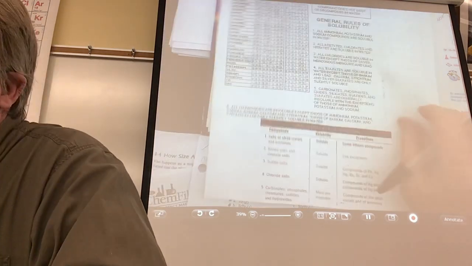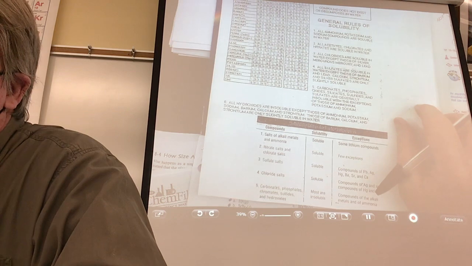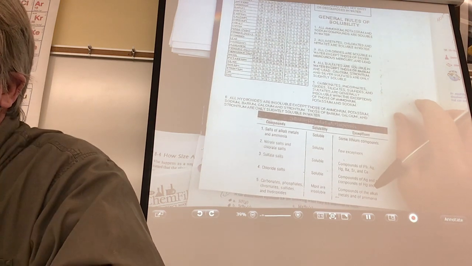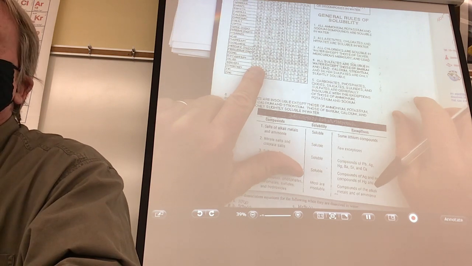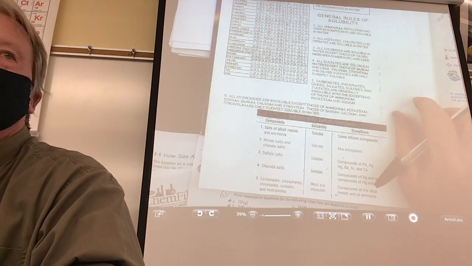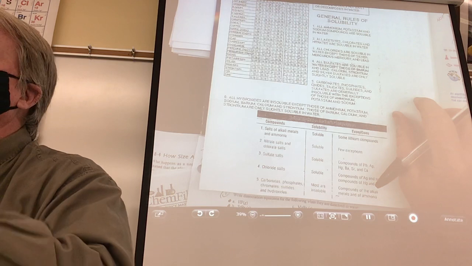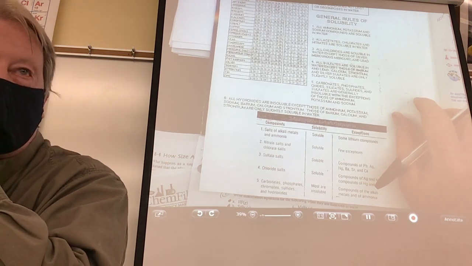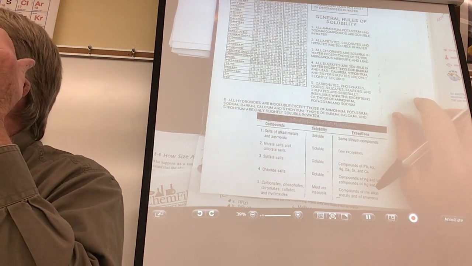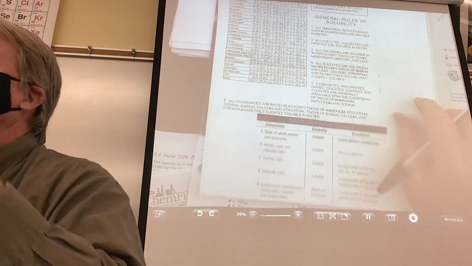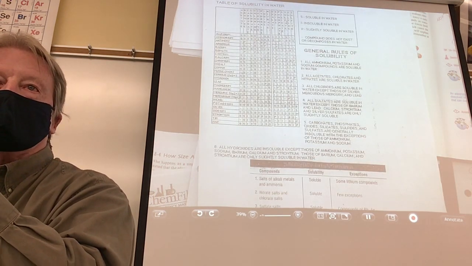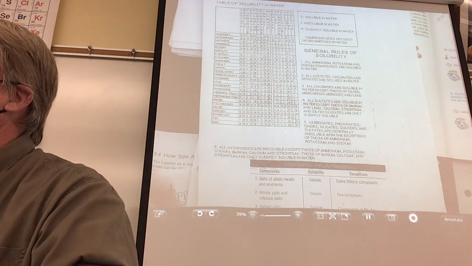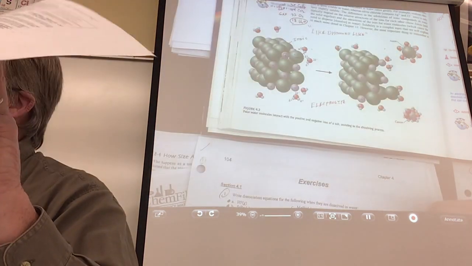Let's take another one. Let's pick silver chloride. Look at silver chloride. What does it say? Insoluble. What? I'm putting some silver chloride in water. Well, go ahead. What's going to happen? It won't dissolve. Silver chloride's ability to keep itself together, attracted, is stronger than water's ability to take it apart. That's how that works.